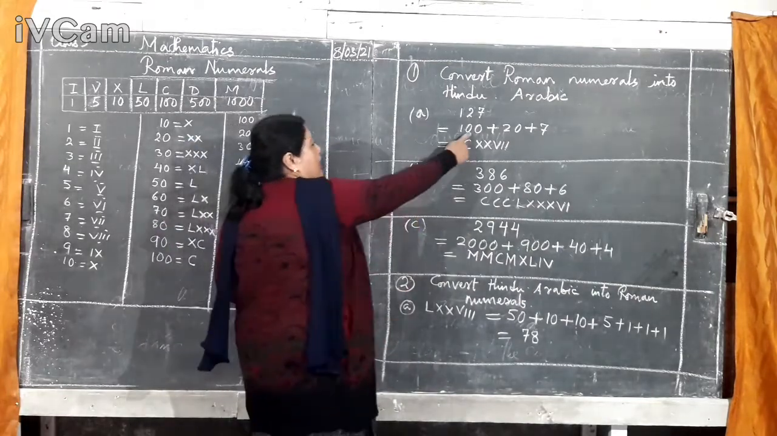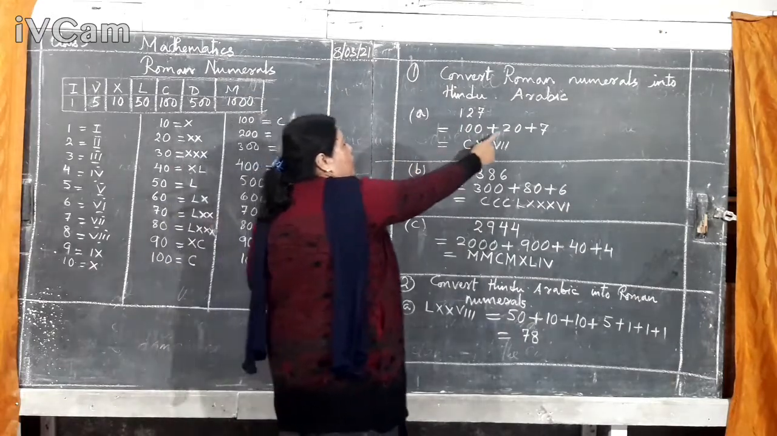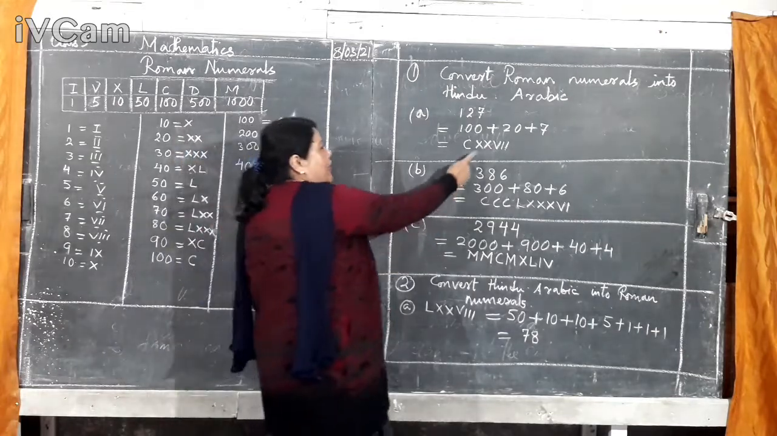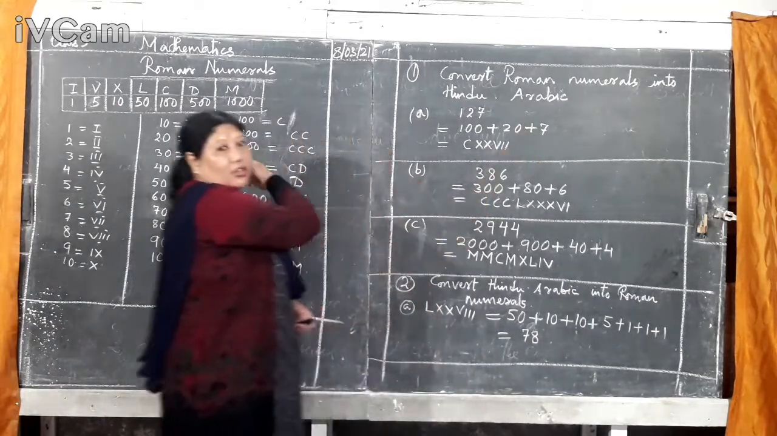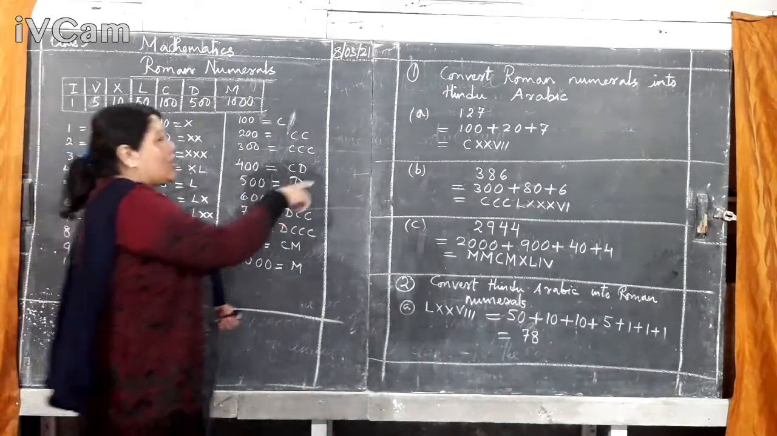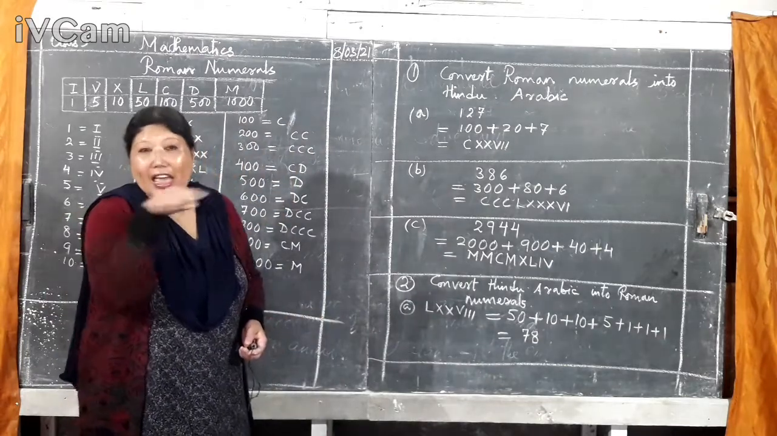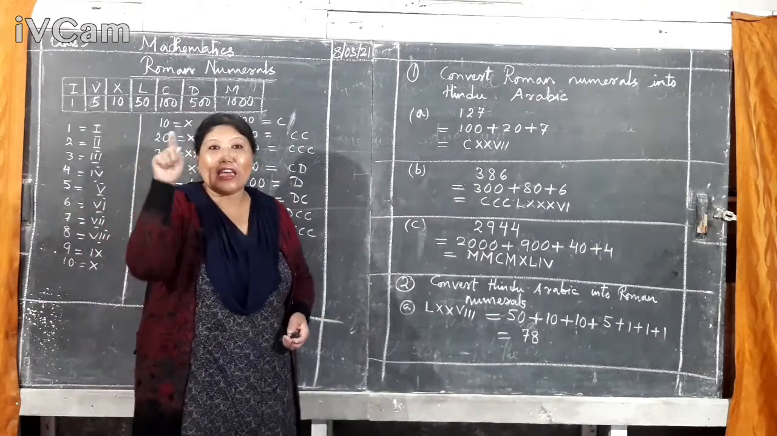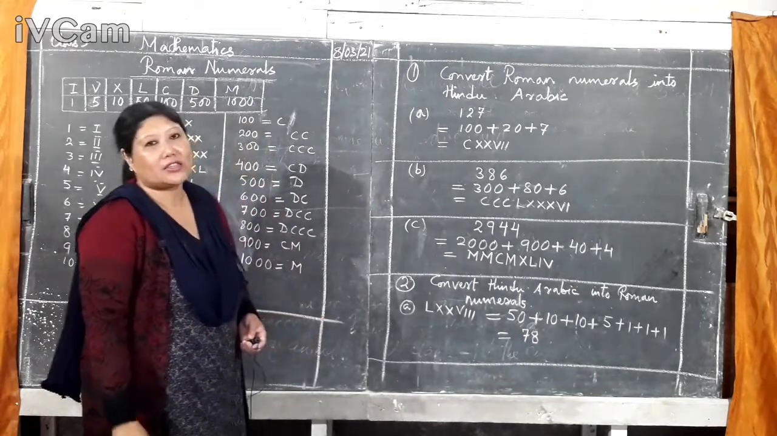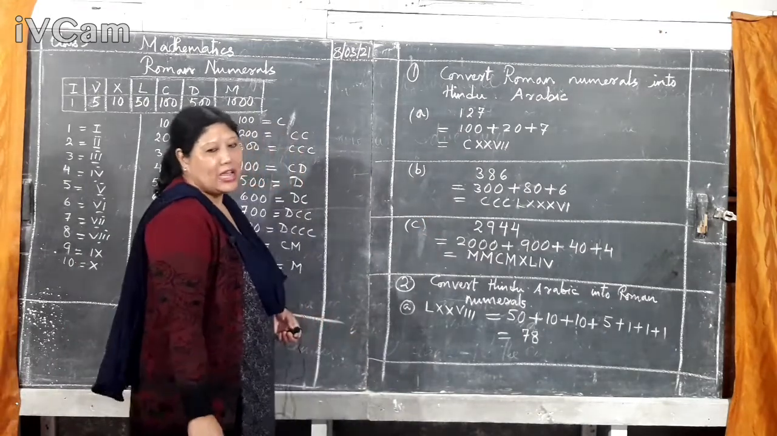Okay, like 100, how do you write? 100 is C. Okay, so C. 20, how do you write? 10 two times, so that will be 20, and 7 you know how to write. It's written here also, V and I, 7. So if you saw C X X V I, it means what? 127. Okay, and next example I have given 386.